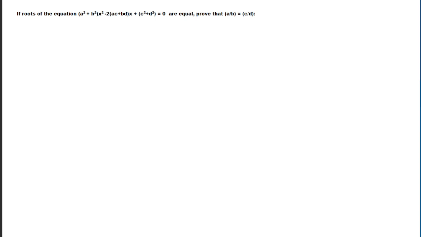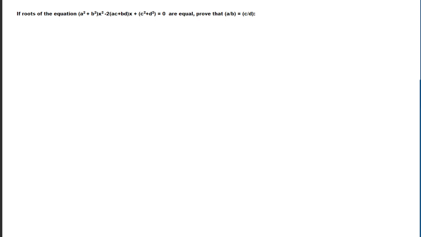In today's video, we're gonna solve a problem that some people may find tricky, but if you use the right strategy to try to solve it, it'll become pretty easy. The problem states that if the roots of the equation (a squared plus b squared)x squared minus 2(ac plus bd)x plus (c squared plus d squared) equals 0 are equal, prove that a over b equals c over d.